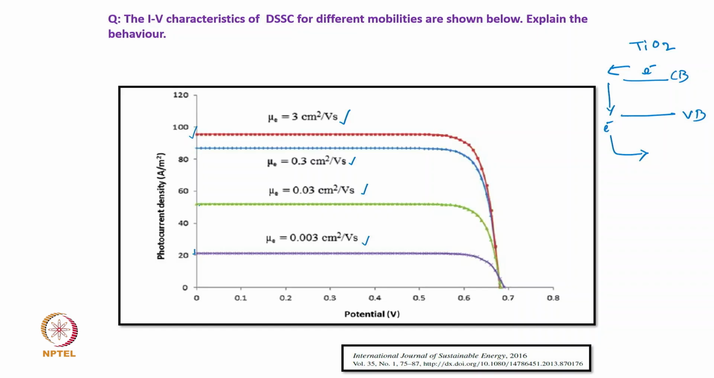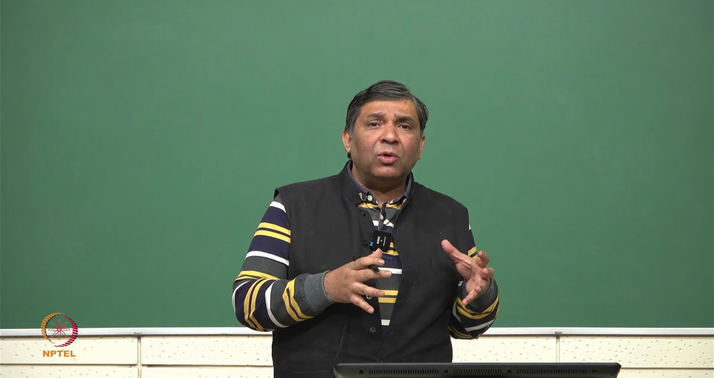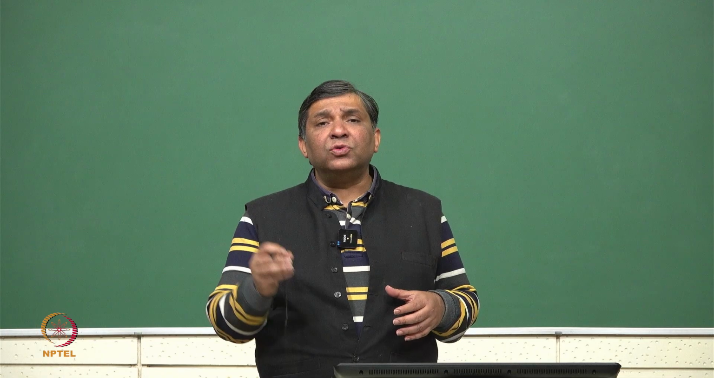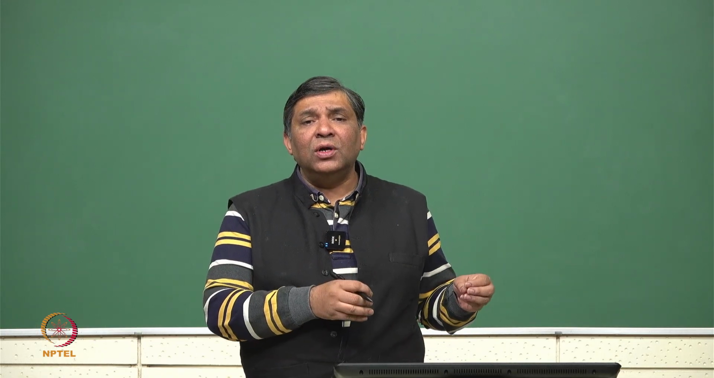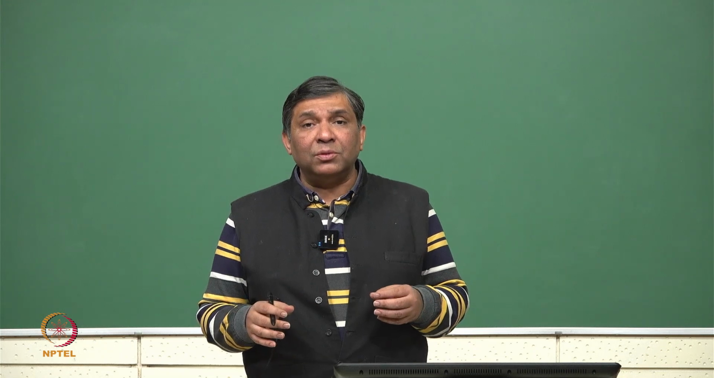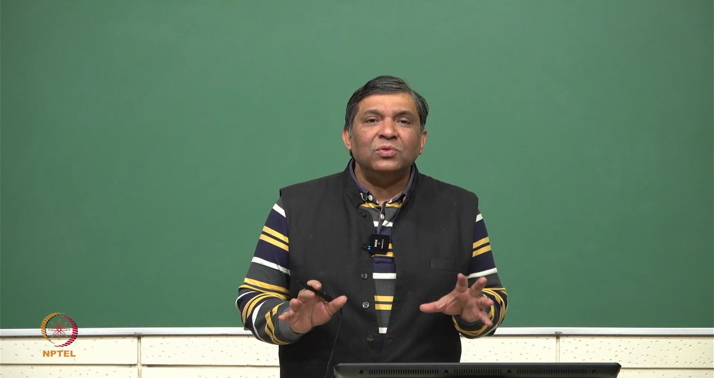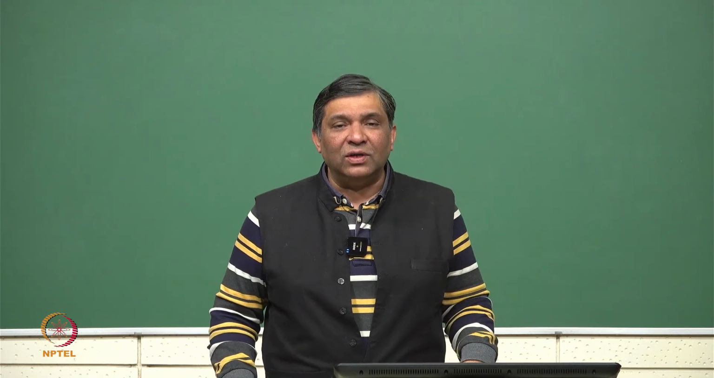In other words, if we reduce the mobility of the electron, the electron will have a chance to recombine. I have already shown you the relaxation path or recombination path. So, the electron may not take this path. Instead, it may relax back either to the HOMO level or to the redox level. This is a typical situation which happens in a dye sensitized solar cell.